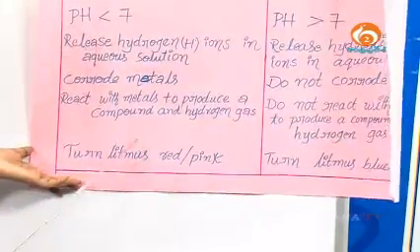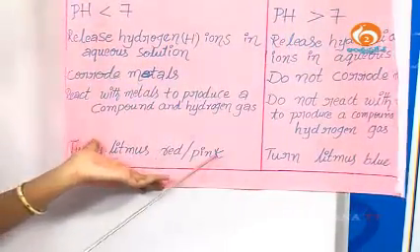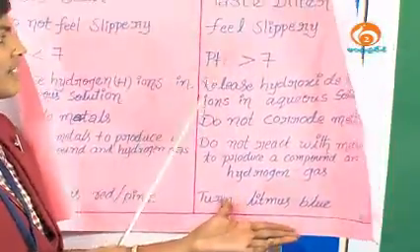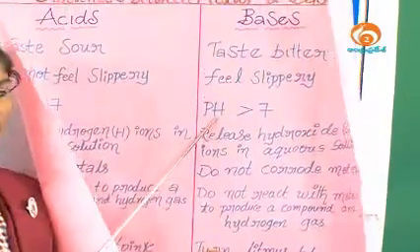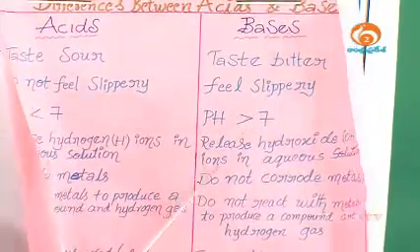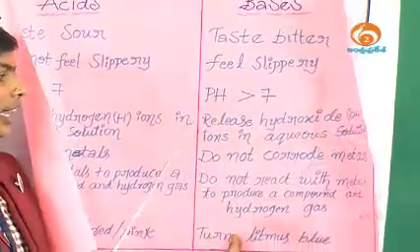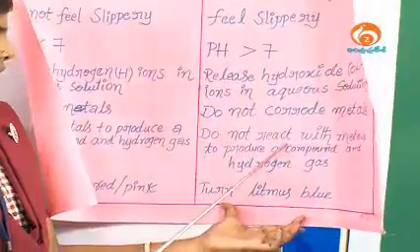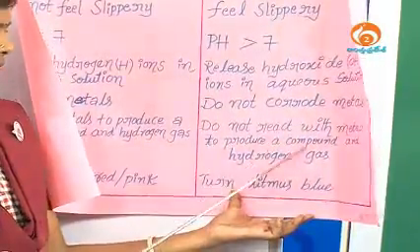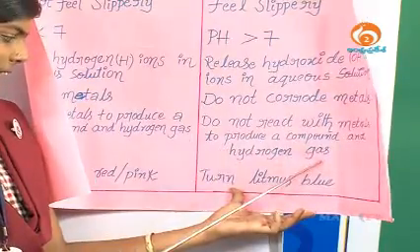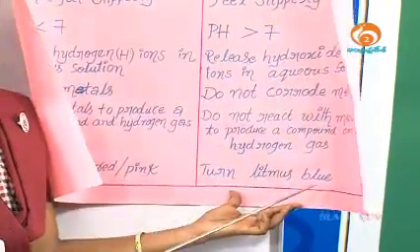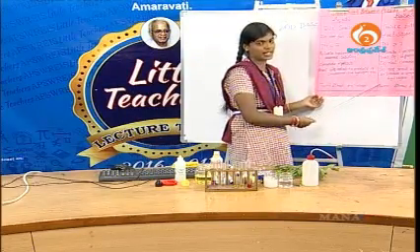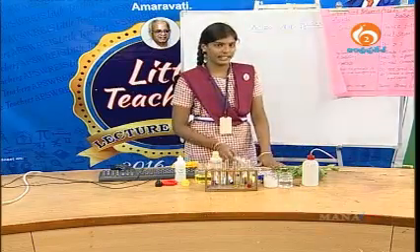Acids turn blue litmus red. Bases have bitter taste. Bases feel slippery. The pH value of bases is greater than 7. They release hydroxide ions in aqueous solution. They don't corrode metals and don't react with metals to produce a compound and hydrogen gas. Red litmus turns blue. These are the properties of acids and bases. Next one is neutralization.